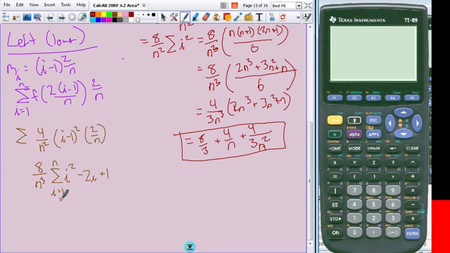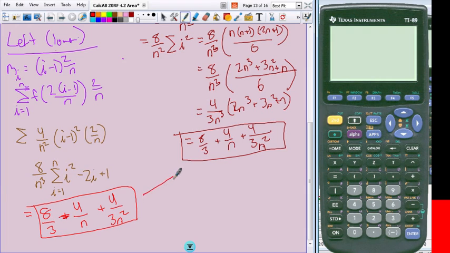And I want to skip ahead a little bit here. But if you work this out at home, kids, you will get 8/3 minus 4 over n plus 4 over 3n squared. Cool. So it's almost the same formula as before. They're kind of similar, but one is plus and one is minus.